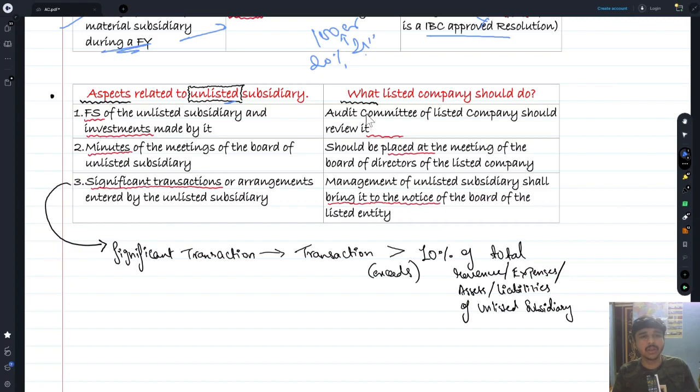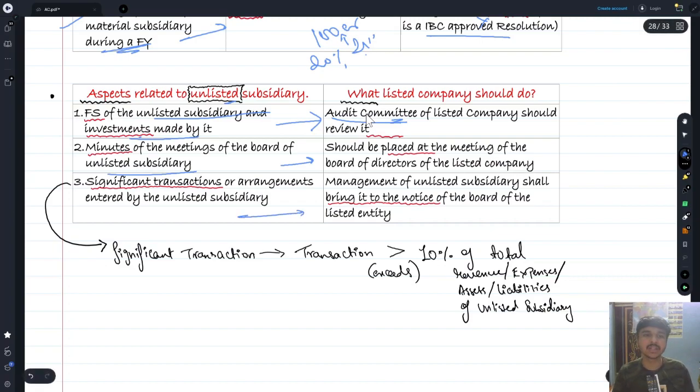the financial statement of this unlisted subsidiary and investments made by it shall be reviewed by the audit committee of the listed company. Okay, so if my unlisted subsidiary is having some investments, is doing some investment, or their financial statements are being prepared, the audit committee of the listed company, my audit committee will review it. Minutes of the meetings of the board of the unlisted company shall be placed at the meeting of the board of directors of the listed company.